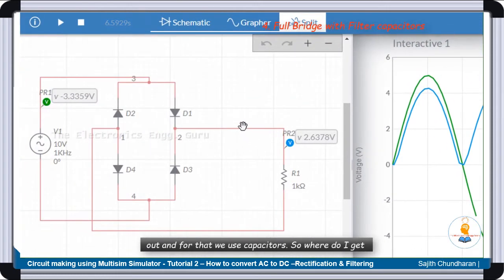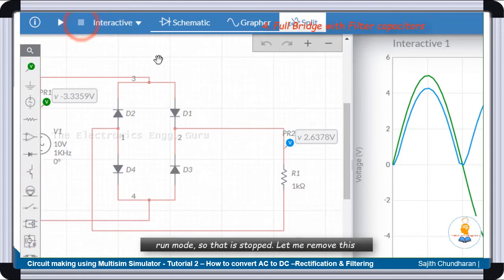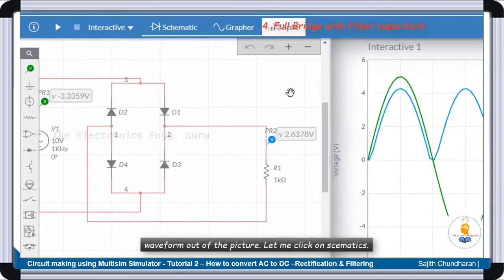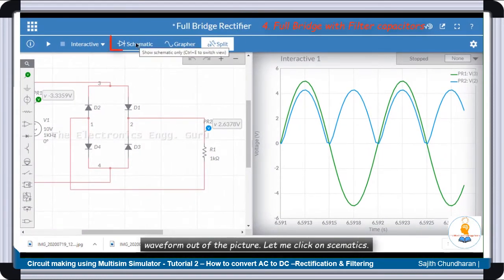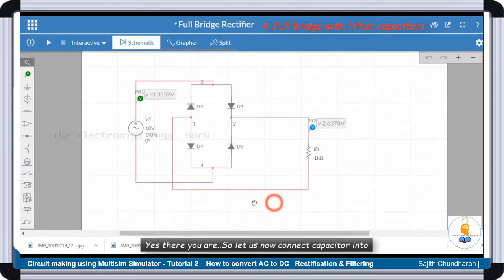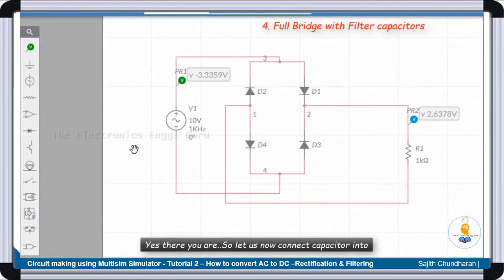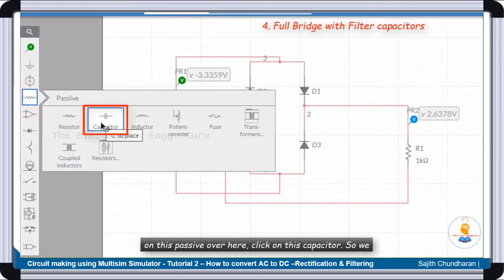So where do I get capacitors? Before getting capacitors, let me stop this run mode. So that is stopped. Let me remove this waveform out of the picture. Let me click on schematics, place. There you are. So let us now connect a capacitor into this circuit. For getting capacitors, go to this passive, click on this passive over here, click on this capacitor.